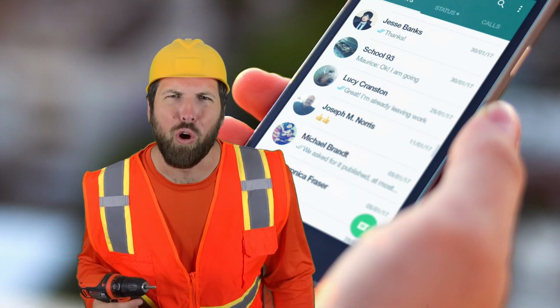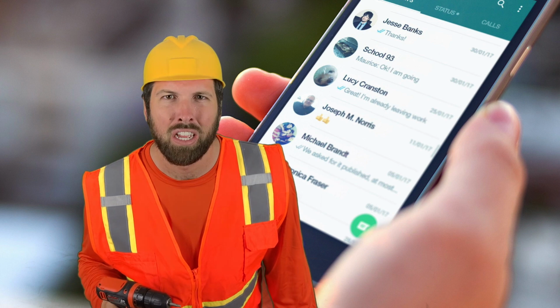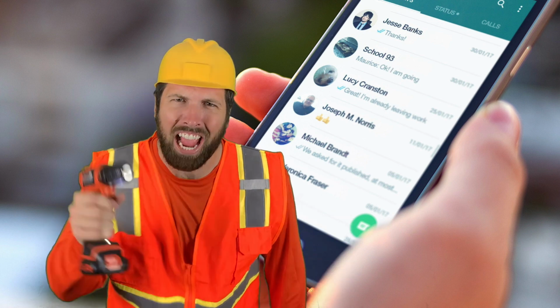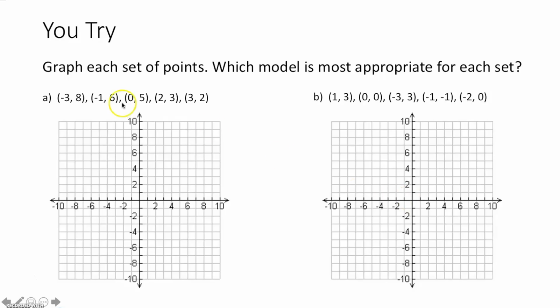Why did the worker's phone have to wear glasses? Because it lost all its contacts. Hey-oh, you try.